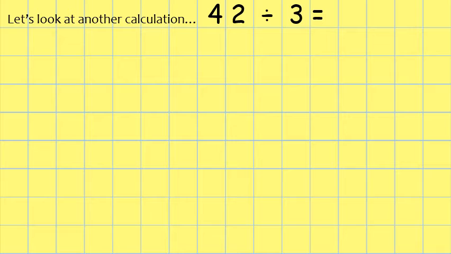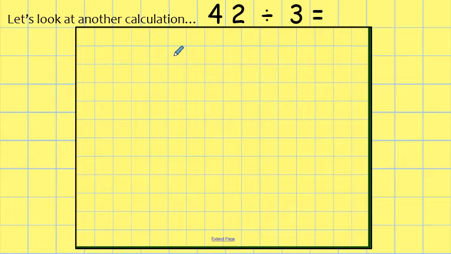Let's look at another calculation. So the calculation for this example, 42. And we're dividing it into three equal bits. So we need to know how many times 3 goes into 42. So writing our sum out, I'm going to use different colours, see if it helps us at all. It's not going to harm us. Oops, hang on, what am I doing there? Got the wrong number down.